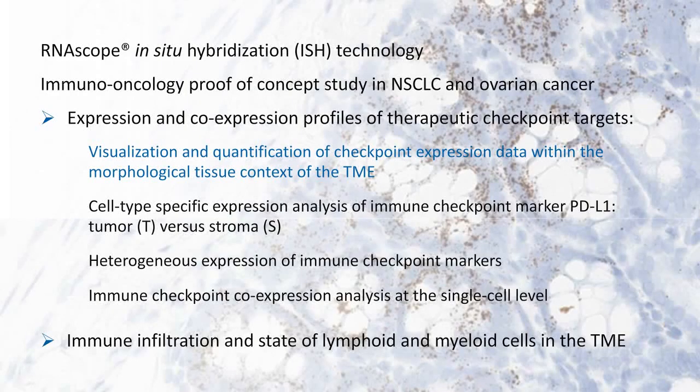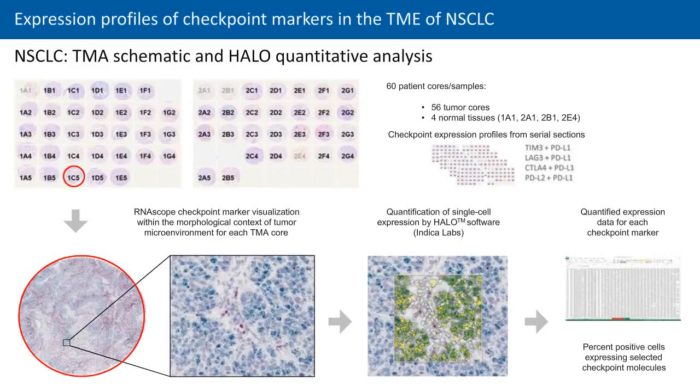In this first data section, we will highlight the expression and co-expression profiles of therapeutic checkpoint targets within the morphological context of the tumor microenvironment. Here we illustrate the RNAscope assay applied to non-small cell lung cancer tissues for checkpoint marker evaluation. The lung cancer TMA has 60 patient cores, with 56 representing tumor tissues and 4 normal tissues. Duplex data was generated for these checkpoint marker probe pairs on serial sections.